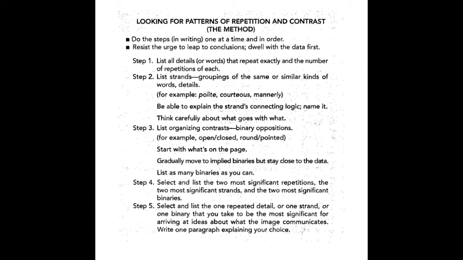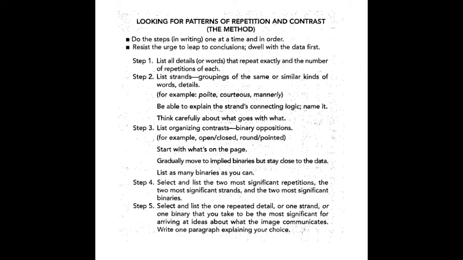Start with what's on the page. Gradually move to implied binaries, but stay close to the data. List as many binaries as you can. So binaries mean 2, and it means 2 things that are seen to be opposite of each other. So things that offer 2 options, a binary. So that could be rich, poor, black, white, good, bad, these kinds of things.